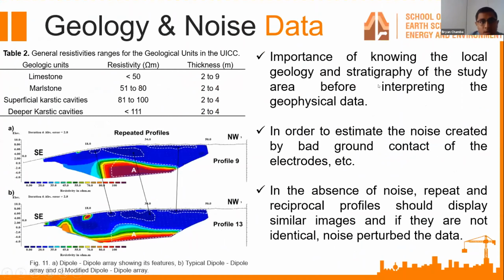First we have a limestone layer that has values from 0 to 50 ohms. Then we have a marlstone layer that has resistivity values from 51 to 80 ohms. Then we have the superficial karstic cave that has resistivity values from 81 to 100 ohms. And then we have the deeper karstic cave that has resistivity values higher than 100 ohms.